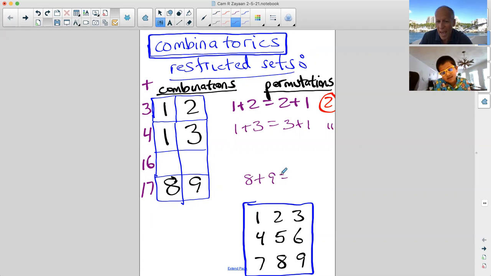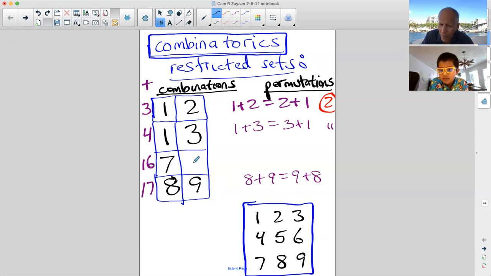8 and 9. Equals. And. Oh, 9, 8. 9 and 8. Excellent. And finally, 16. Oh, 9 and 7. Nice. Now remember, combinatoric mathematicians go from left to right, lowest to highest.